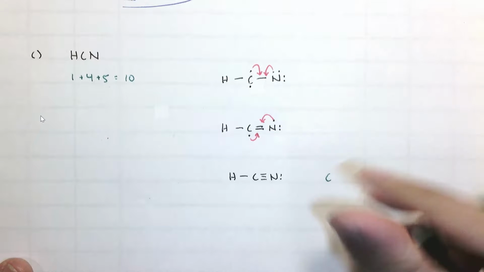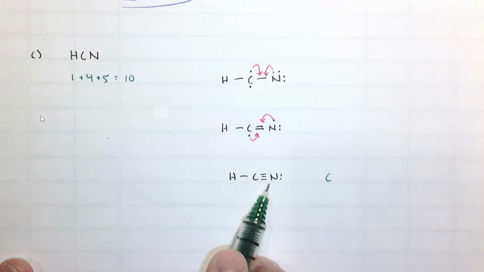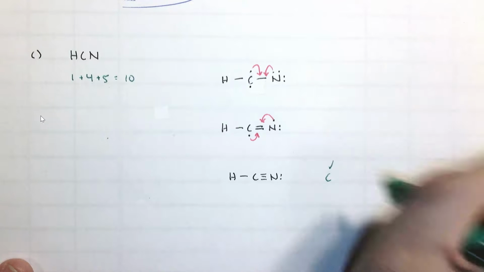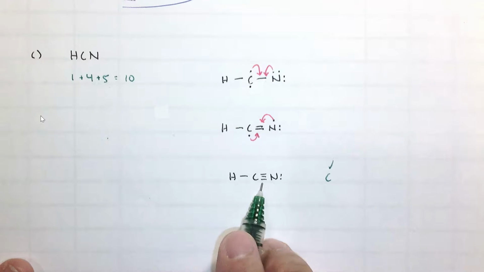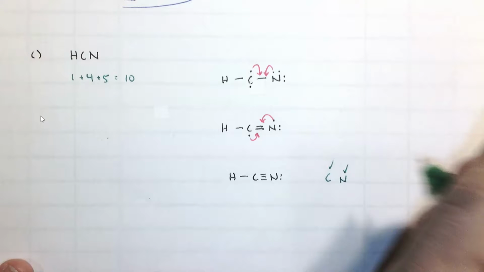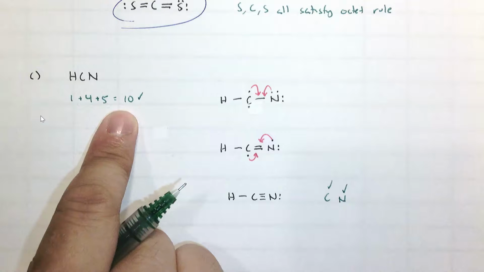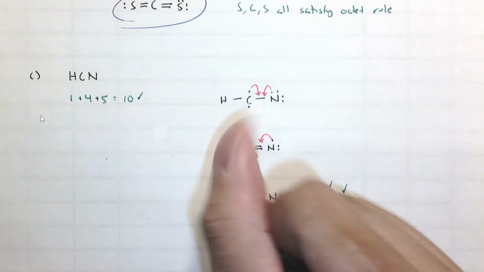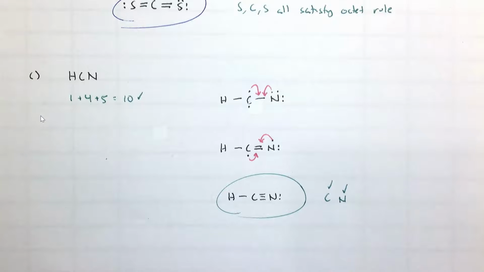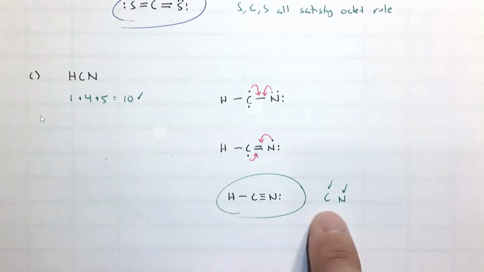Carbon, 1, 2, 3, 4, 5, 6, 7, 8. Check. Nitrogen, 1, 2, 3, 4, 5, 6, 7, 8. They both satisfy the octet rule. The compound has 10 valence electrons. At the very end, that's what you're checking. Make sure that you didn't lose electrons, valence electrons, and make sure that every non-hydrogen atom satisfies the octet rule.